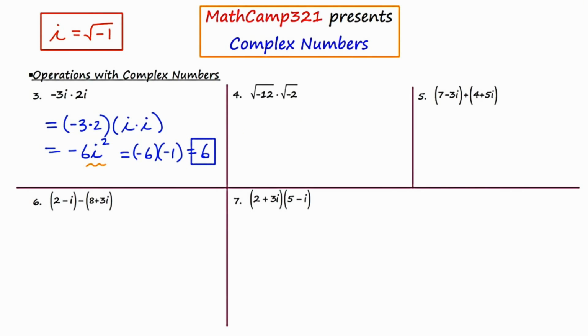In example 4, we need to treat each radical like grouping symbols and complete each of the separate problems first before we do the multiplication. So the square root of negative 12 can be thought of as the square root of 4 times negative 1 times 3. And when we simplify this, we end up getting 2i square root 3. Now if we look at the second radical, it says the square root of negative 2. And I'm going to think about this as the square root of negative 1 times 2. And this, of course, turns into i root 2.